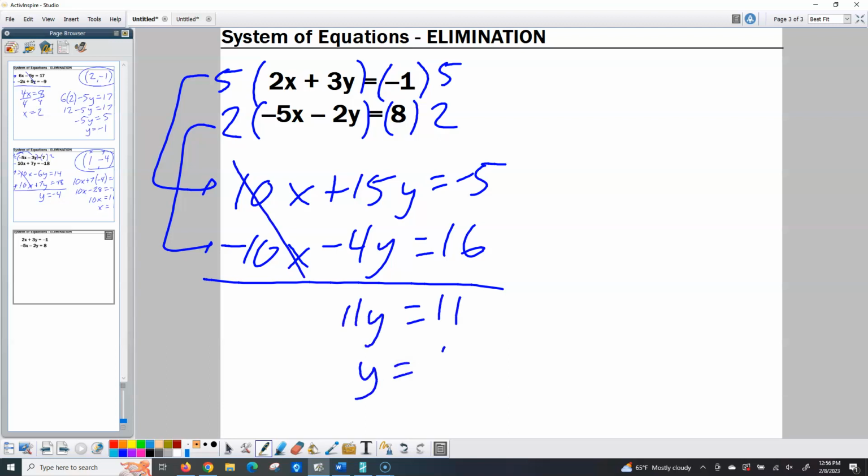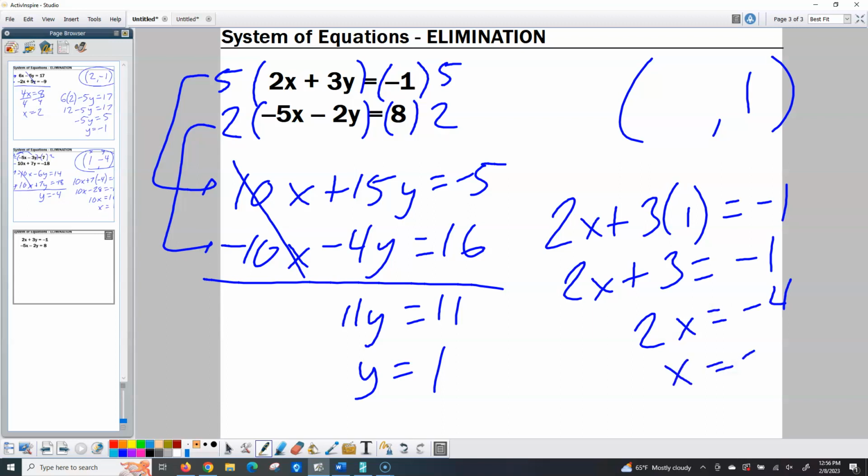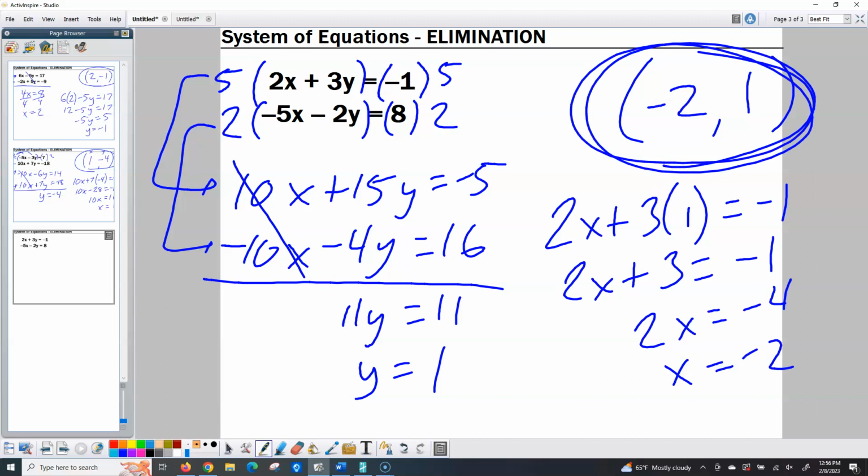Divide by 11, y equals 1. My y value is 1. And I can punch 1 back into any of those. I'm going to do the top one: 2x plus 3 times 1 equals negative 1. That would be 2x plus 3 equals negative 1. I'm going to subtract that 3 over. That would be negative 4, and then divide by 2. That leaves me with x equals negative 2.